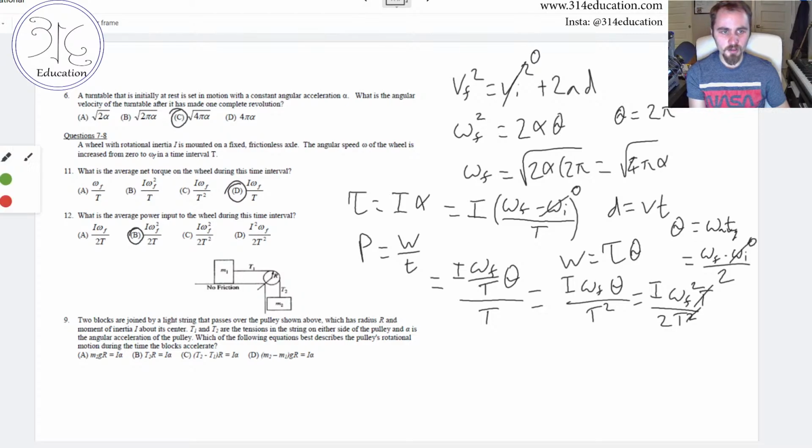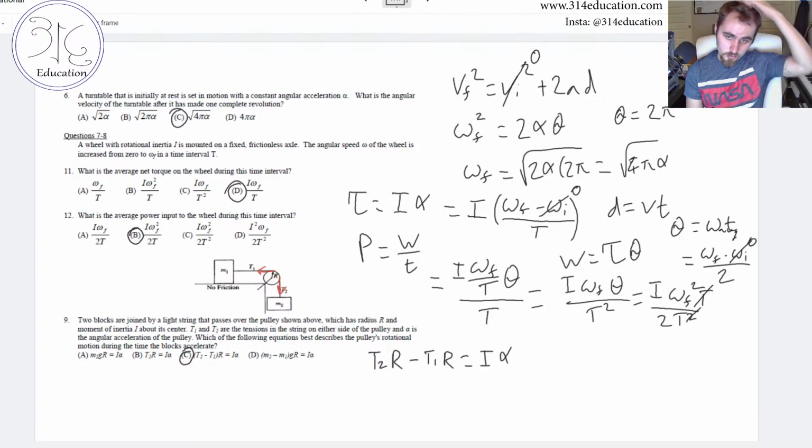We have two forces of tension inducing a torque at a radius r. One of them is pulling us down this way, the other one's pulling us over to the left. And so if we're accelerating downwards, T2 is going to be the positive one. So we have a positive T2 times r minus a negative T1 times r equal to I alpha. And we can factor out the r to give us option C as our best choice there.